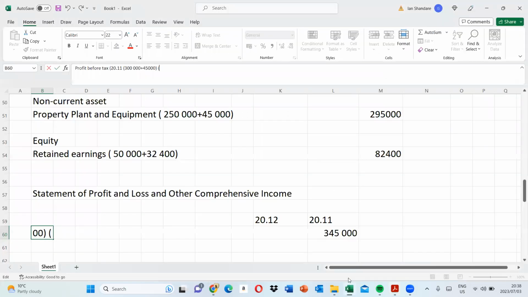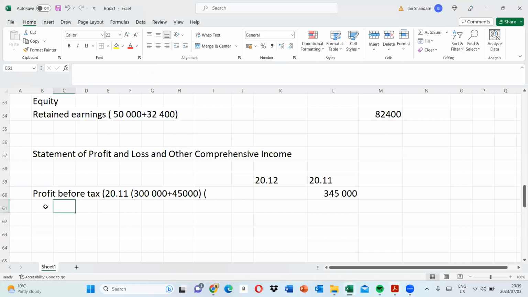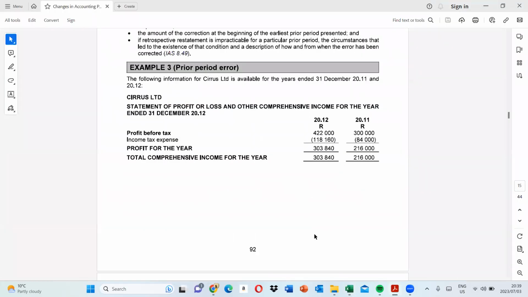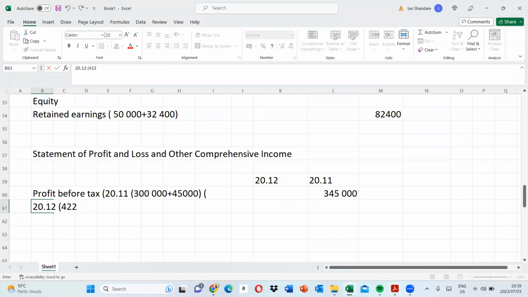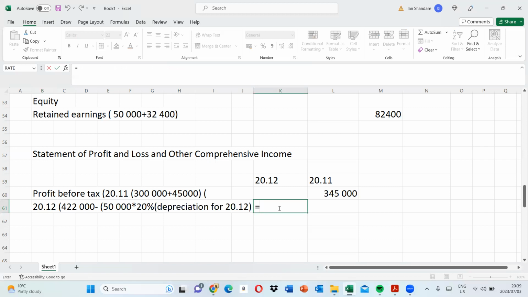So what do you do? You calculate your depreciation on the machinery in 2012. You're given 422, so your 422 minus 50,000, which is the value of our asset, times 20%. What is this? Depreciation for 2012. See that? So the profit for 2012 you also need to adjust with depreciation, which was never accounted for.